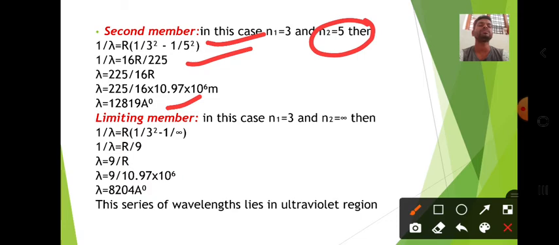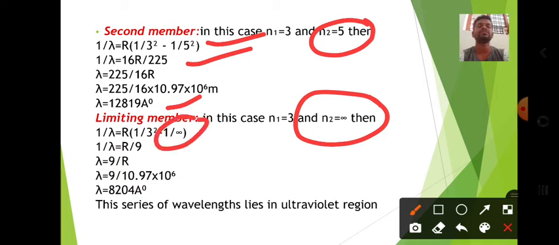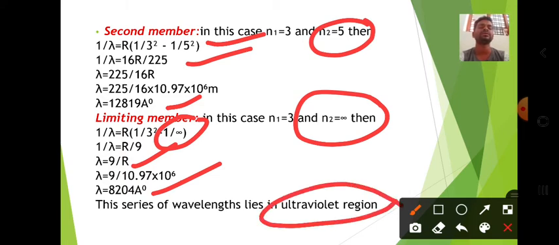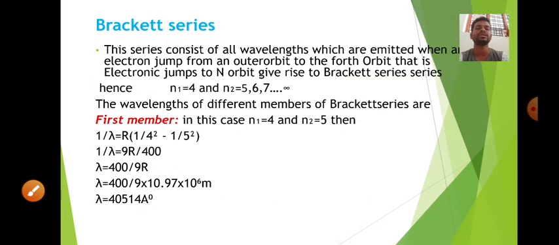And for the limiting member, substitute n2 value as infinity. And then we get 1 by infinity, which is always 0. So 1 by 3 square means 1 by 9 only. So this is the term, substitute R value here, then you get the wavelength this much. And this series, where we see it, is not in the ultraviolet region. So I will explain later. So Balmer series and Paschen series, we cannot see them in the ultraviolet region, only in the infrared and visible regions. So I will tell you. So it is a mistake.